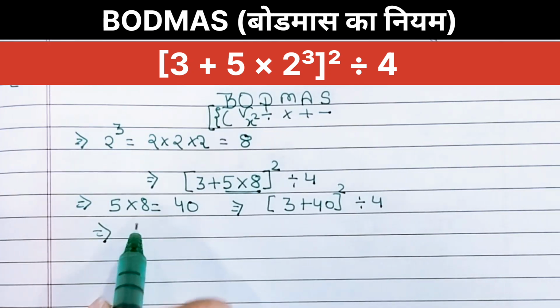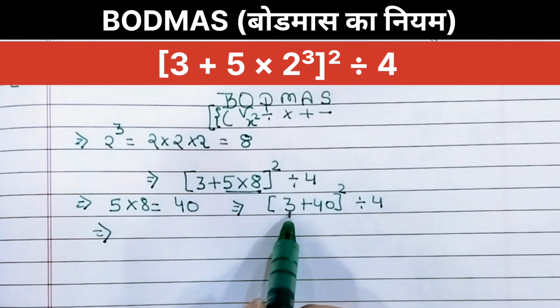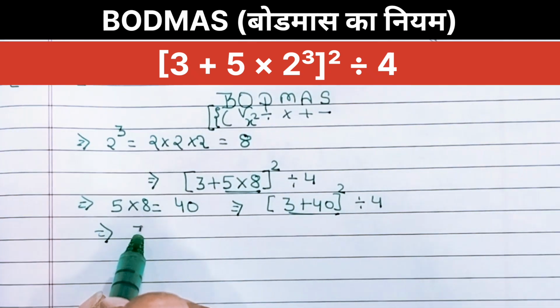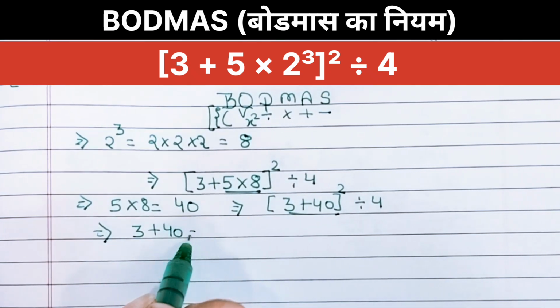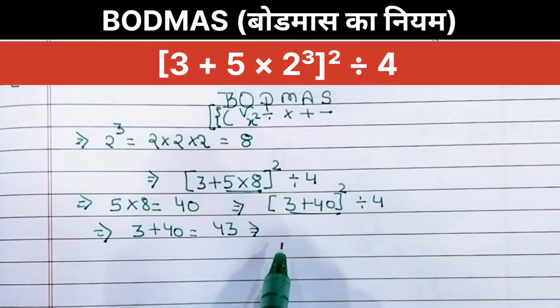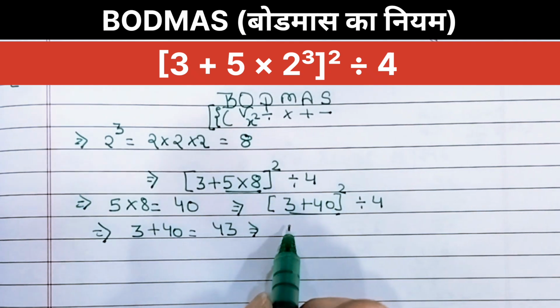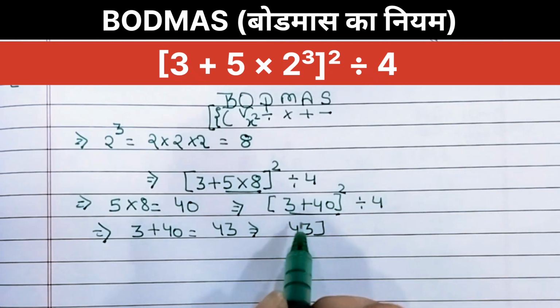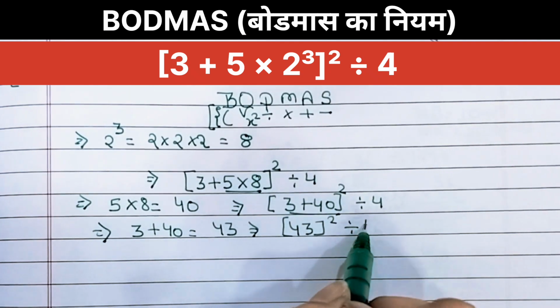Now move to the third step: add inside the bracket. Now we add the values. 3 plus 40 is equal to 43. According to this step, this finishes the operation inside the grouping brackets. And now the expression becomes 43 squared divided by 4.